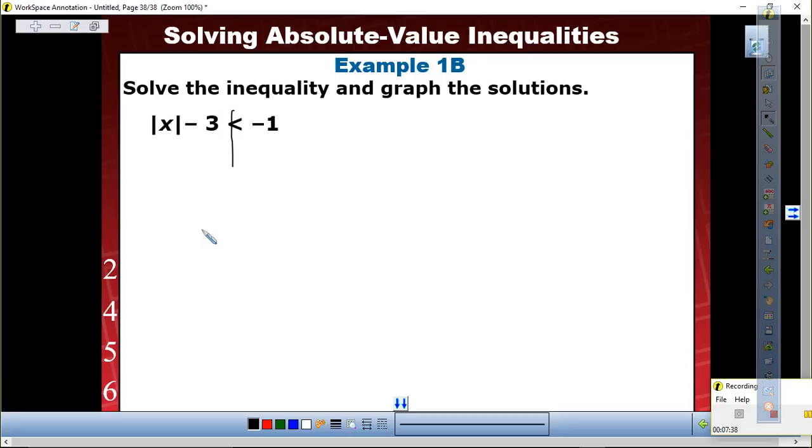Danae, look at me. Is there anything outside the absolute value? What's outside? So how do we get rid of it? Add 3 to each side. Thank you, Danae. So we're left with absolute value of x less than 2. Do you guys know what to do from there? Okay, finish it off, please. Go.